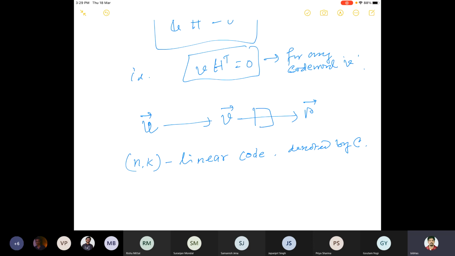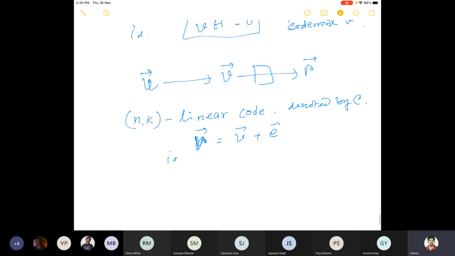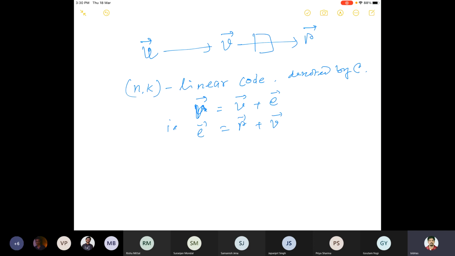Now, since R could be erroneous or not, I don't know. So this R need not be equal to V basically. It could be some other vector, and if it is, then of course we can say there is some error vector. This E is called the error vector, right? So this error E is nothing but R plus V. Everything is plus here. You don't have to write minus because it's a modulo sum: plus 1 is equal to minus 1 and plus 0 is equal to minus 0.